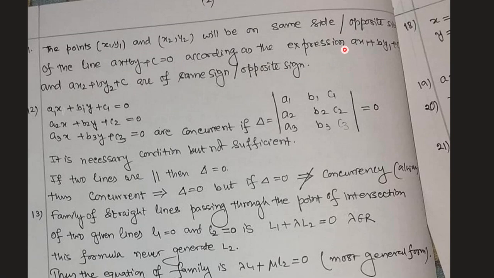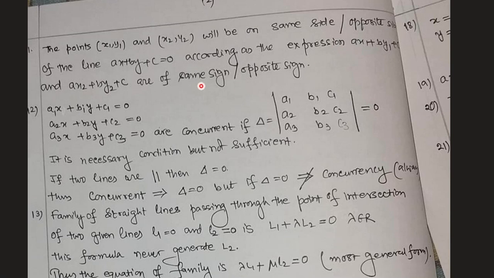To determine it, you should substitute the coordinates of the points into the given equation, and calculate ax1 plus by1 plus c, and ax2 plus by2 plus c. If they have the same sign, that means both points are on the same side of the line. If they are opposite in sign, that means both points are on opposite sides of the given line.